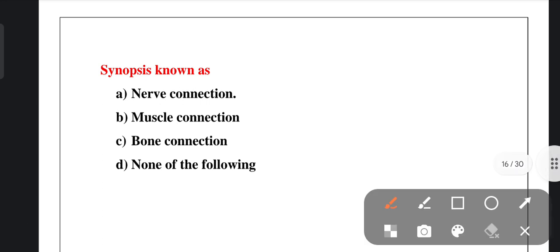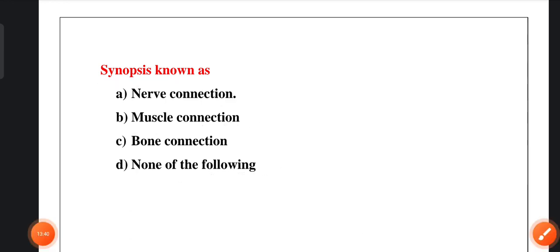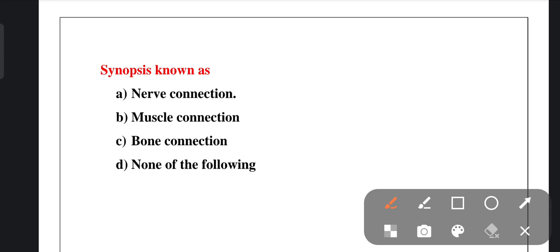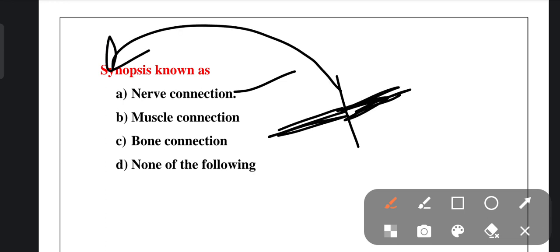So the next question is, synapse is known as. So what is the synapse? Option A nerve connection, option B muscle connection, option C bone connection, option D none of the above. So the right one is the nerve connection. When there is a connection between the two nerves, it is called a synapse.